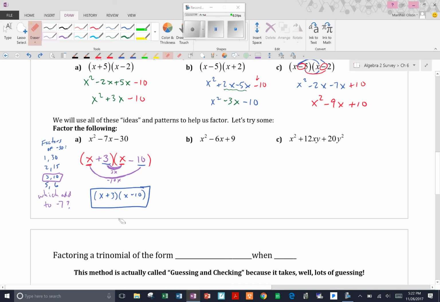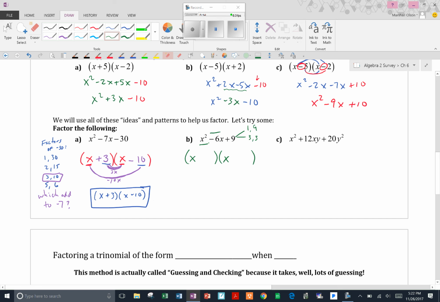All right, let's take a look at the next one. Start with two binomials. We know that since we need our first two terms multiplied to x squared, it's got to be x and x. Okay, now we need factors of 9. So we got 1 and 9, maybe 3 and 3. That's about it.